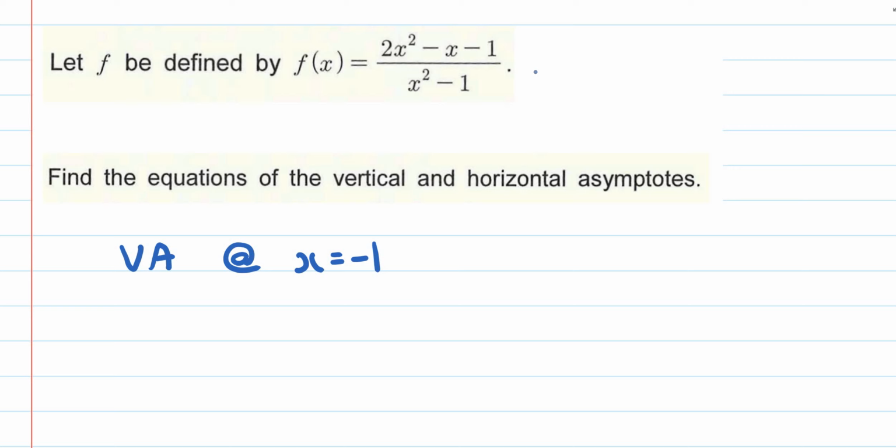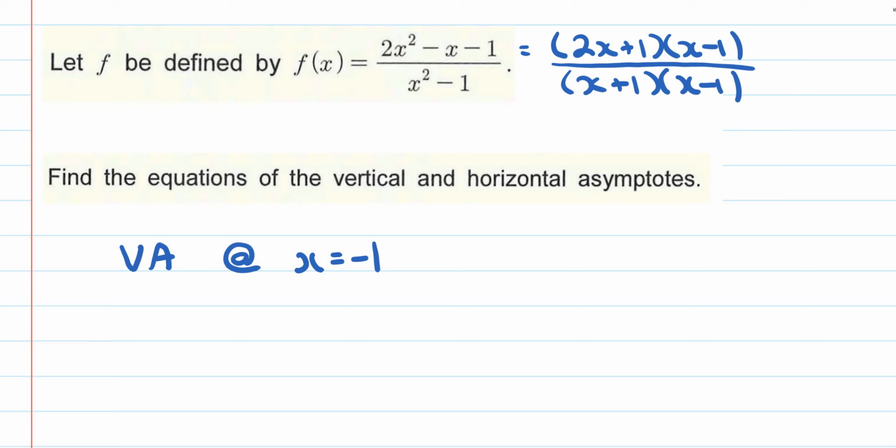Right, so let's just go ahead and factor the numerator again. This gave us 2x plus 1 and x minus 1, and then the denominator was x plus 1 and x minus 1. So once again, the vertical asymptote is right there. Okay, and then we're going to find the equation of the horizontal asymptote. Now the horizontal asymptote isn't too bad because we can do this by inspection.